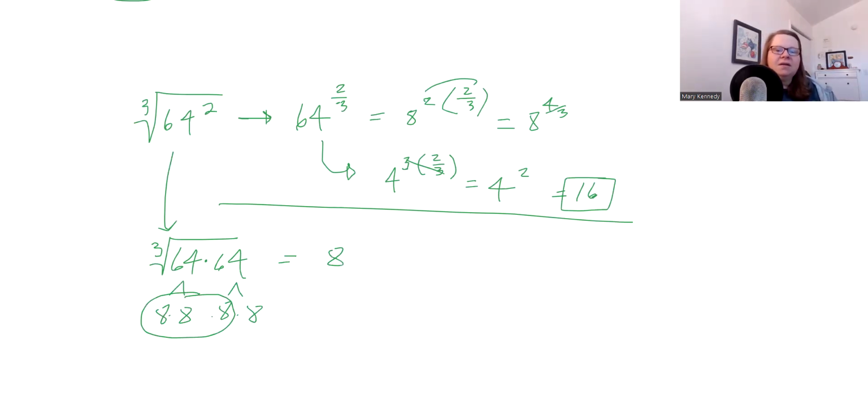And then 8 is actually 4 times 2, which is 2 times 2 times 2. Well, there's another group of 3 things. That's a perfect cube. So I can pull that 2 out to represent that perfect cube. All right, so 8 times 2 is 16. That gets us to the same answer as the other one.